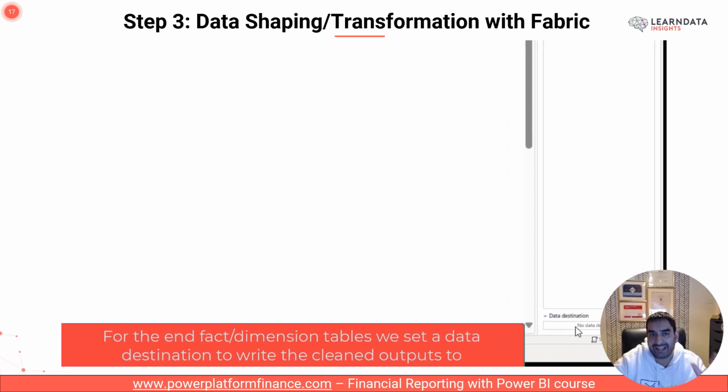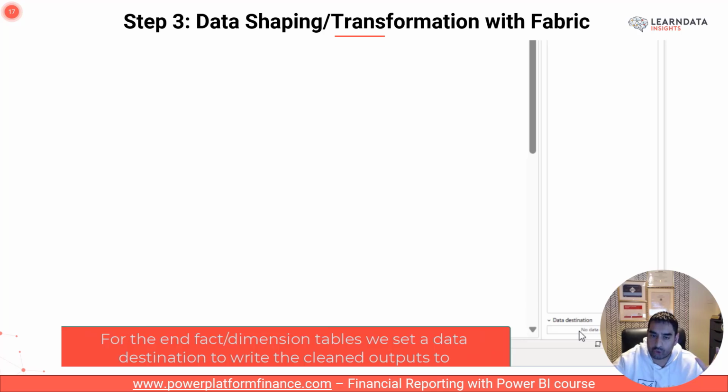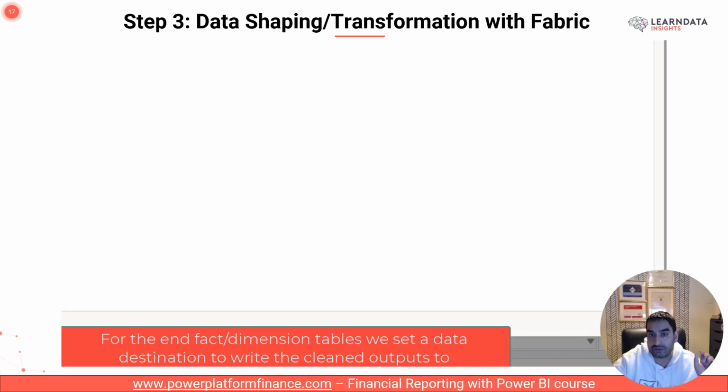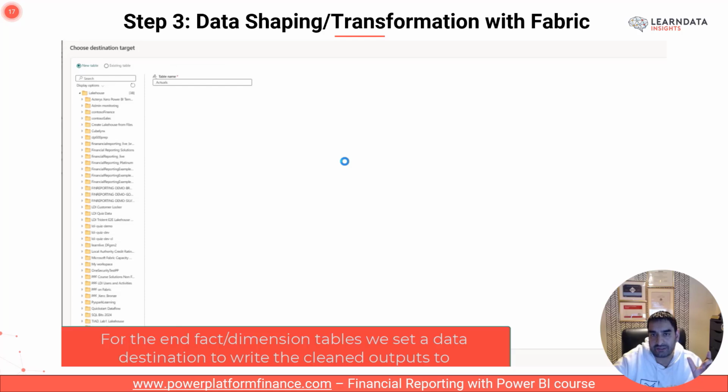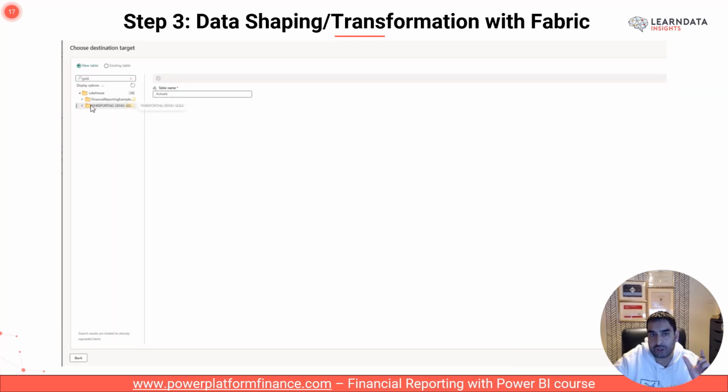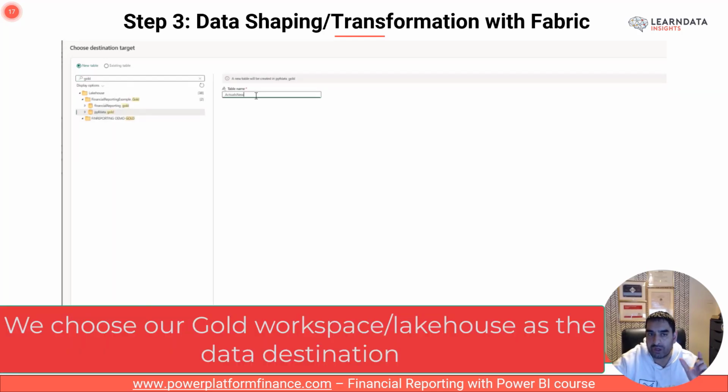And then here for the end fact and dimension tables, so all those queries we had in the load folder, we set a data destination. This is going to output that cleaned and transformed data into a lakehouse as delta tables. We've set lakehouse as the data destination here, and we can choose the lakehouse. So now we're going to choose our gold data set and our gold workspace. It's also then just mapped across the columns, removing any spaces in the ones and the corresponding data types. So all of that looks quite good.